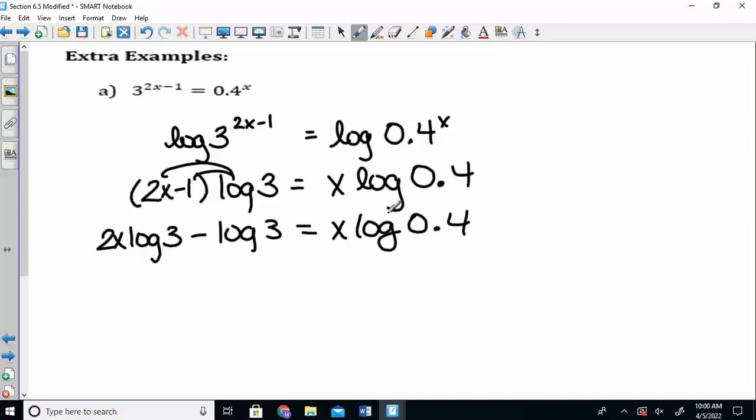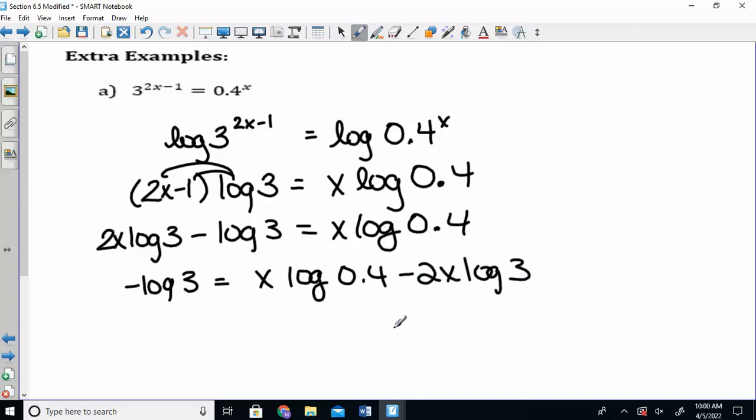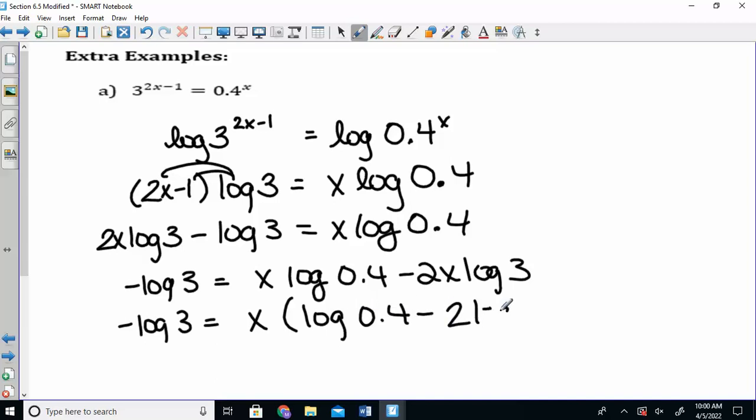Then what do we do? Add the log 3 over. Mhm. So we have to get the x's on the same side. So you can either add over the log 3 and subtract over the log 0.4, or bring over the 2x log 3. Either way is fine. So now both of those have an x, so we can factor that out. These were the longest problems that we've done.